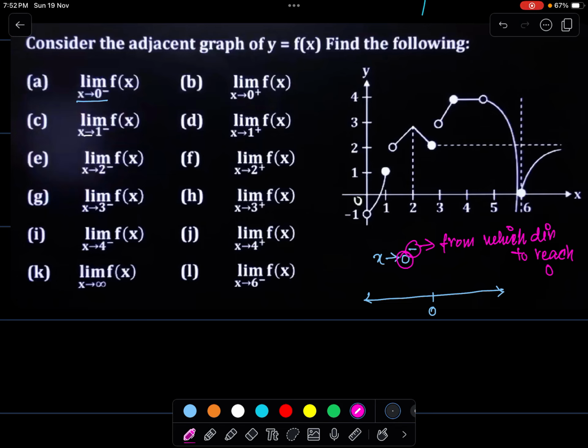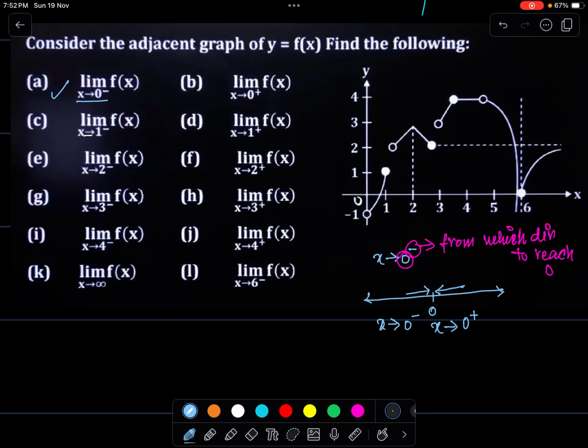When I say minus, that means I am reaching from the left towards 0, and that is denoted by this. And when I say I am moving from right hand side towards 0, then I would say 0 plus. Here I would say x tends to 0 minus. I hope you got an understanding on that.